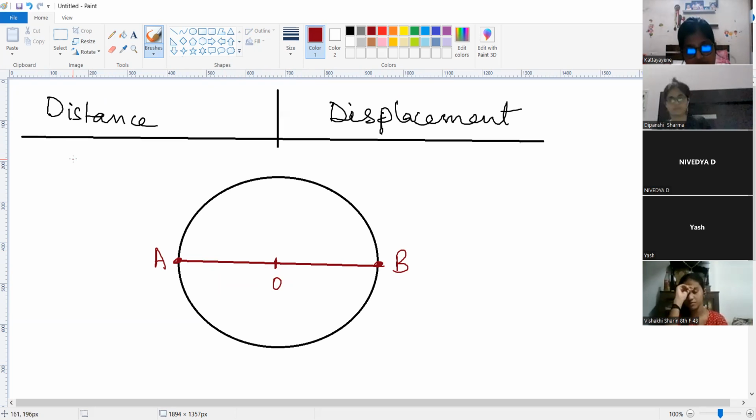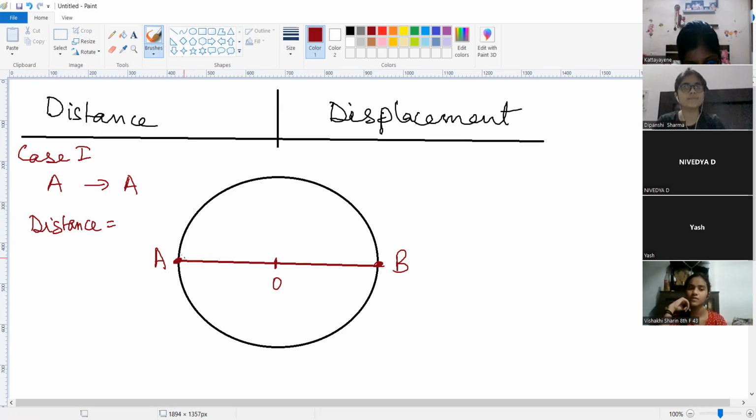Now, what is distance over here? We are starting from point A. Our condition is case 1: we start from point A and reach point A only. Starting from A, we came back to A. So how much distance have I covered in this case?